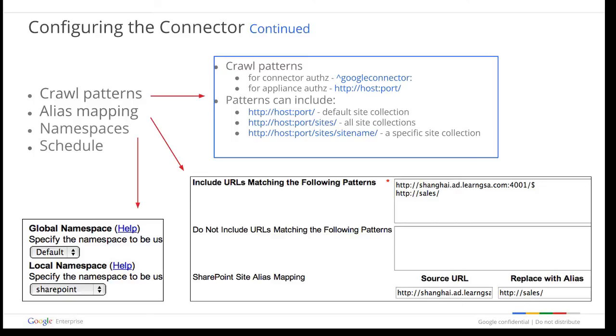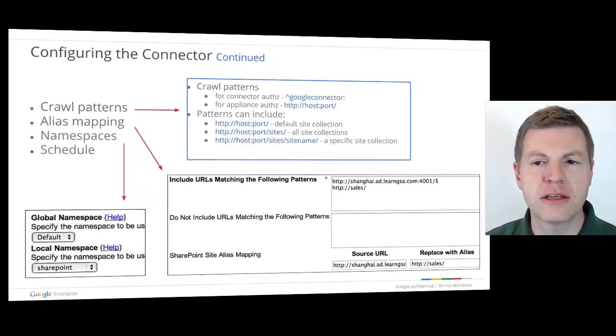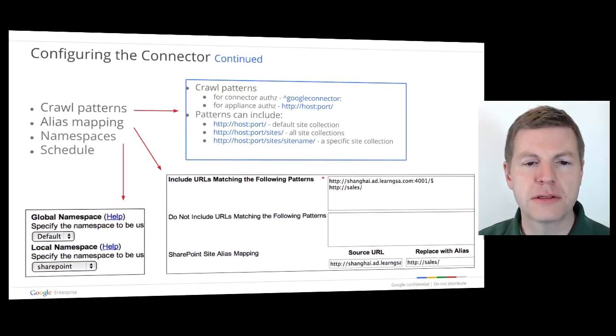The global namespace can be set to make sure group and user information is matched properly. The global namespace must point to a predefined credential group that will be used for authentication. The local namespace will match the connector name you entered prior to getting the configuration form. The global namespace will be used for any ACLs that are associated with Windows domain accounts, and the local namespace will be used for ACLs associated with local accounts.